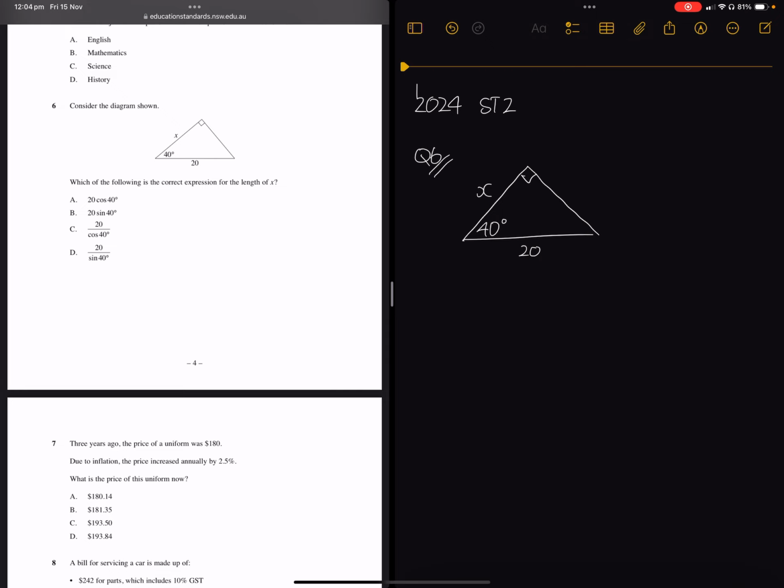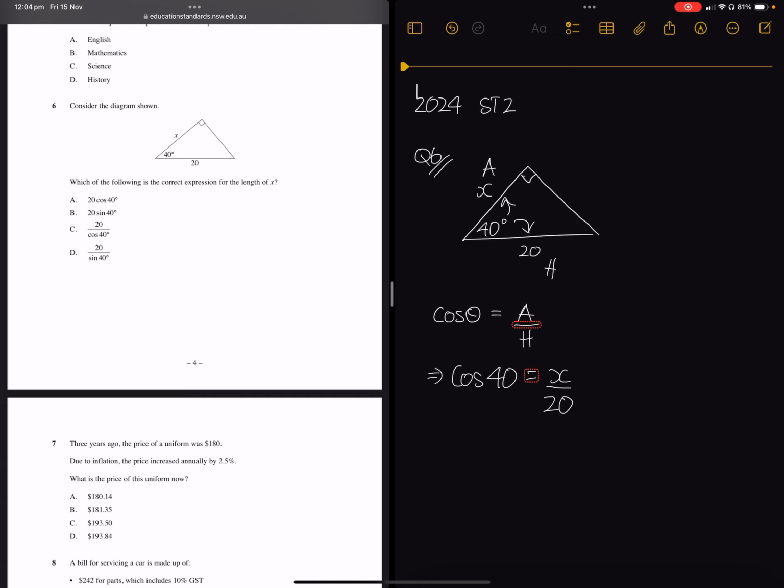Well, with reference to this angle, this side is the hypotenuse, it's opposite the right angle. This side is the adjacent. So we need the trigonometric ratio which involves adjacent and hypotenuse. So CAH from SOHCAHTOA, cosine theta is adjacent over hypotenuse. Adjacent is x, hypotenuse is 20, theta is 40. So we get cosine 40 is equal to x over 20.